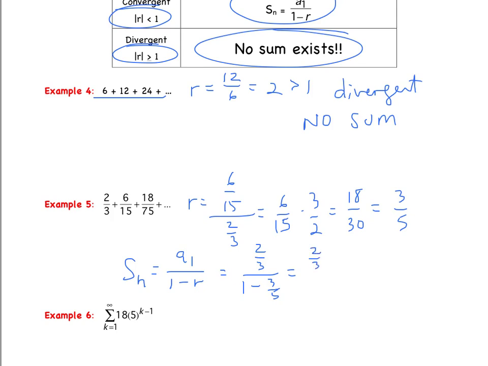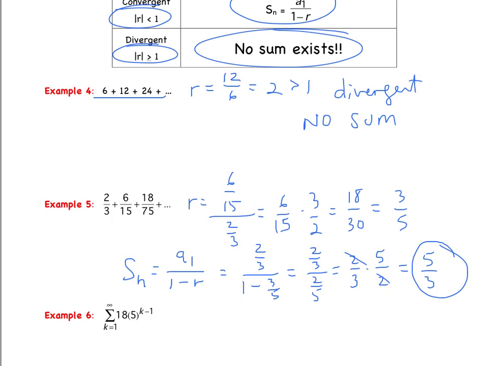So 2/3 divided by 2/5, take the numerator, multiply by the reciprocal of the denominator. I'm going to do it a little different this time. I'm going to cancel out those 2's, and I get 5/3. That means that the sum of this infinite geometric series is approaching 5/3. That's my final answer.